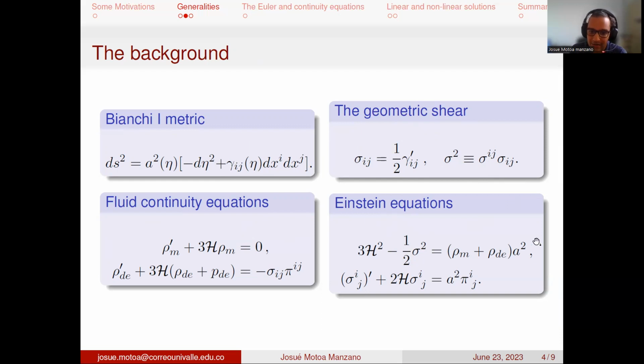Okay. At the background level, the equations can be written like this. We have a new term here, and these are the Friedmann equations. This is the traceless part of the spatial Einstein equation, and here we included pi ij, the anisotropic stress, the energy stress tensor, and we assume that it is sourced by dark energy. Then here we have the continuity equations at the background level. Here is for the matter. Here is for dark energy. You can see this is a new term.